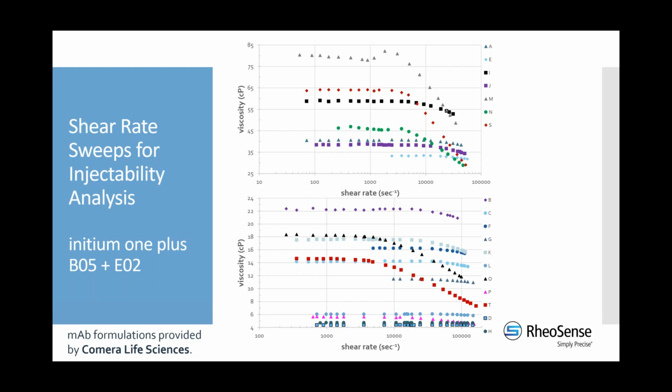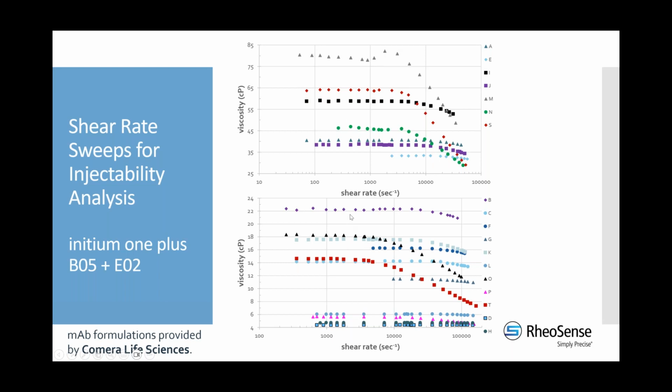Okay, so now what we're going to do is run a broad comparison where we've had many formulations, and those few formulations that I just showed you are in this massive data set. We basically generated shear rate sweeps for all of these samples. I think there's 18 here using our Initium with multiple flow channels.